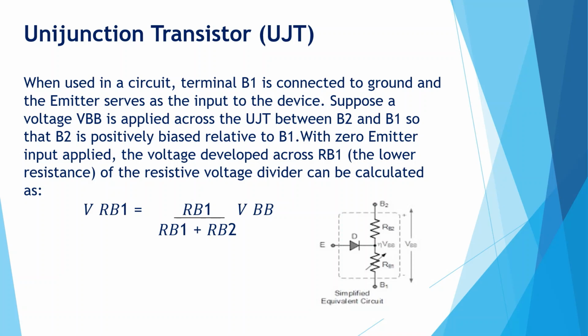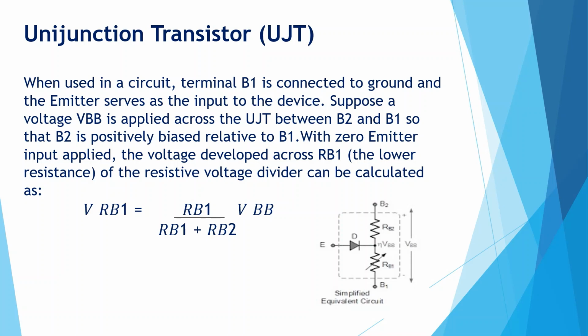Due to the flow of emitter current through RB1, the number of charge carriers in RB1 is increased. Of course, if current is flowing through it, we say that its resistance is reduced, right? So, as I said, due to the flow of emitter current, the number of charge carriers in RB1 is increased, which reduces its resistance. And if the resistance of RB1 decreases, then eta, the intrinsic standoff ratio, will also decrease.